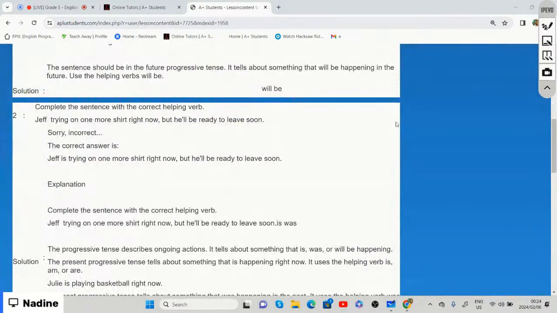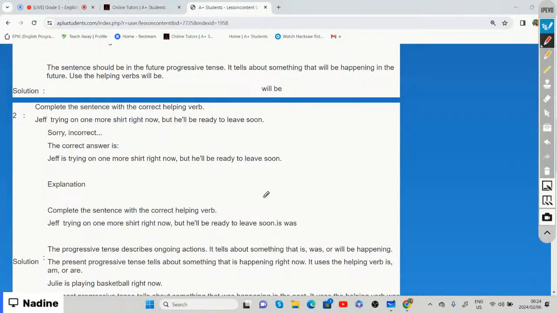We need to complete the sentence with the correct helping verb. Jeff, oopsie. So we need to add a helping verb over here. So Jeff, trying on one more shirt right now. If you listen to the words right now, is that telling us it's in the present tense, in the past tense, or in the future tense?